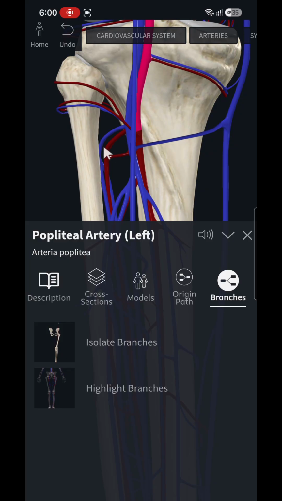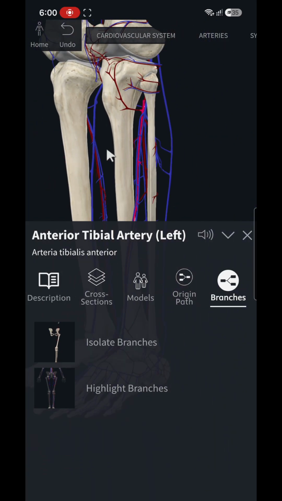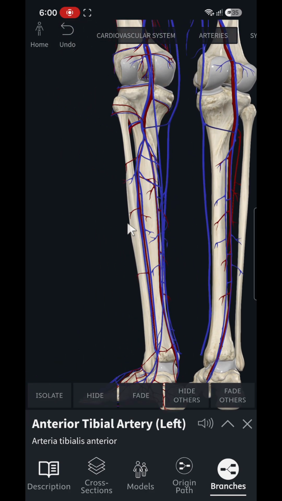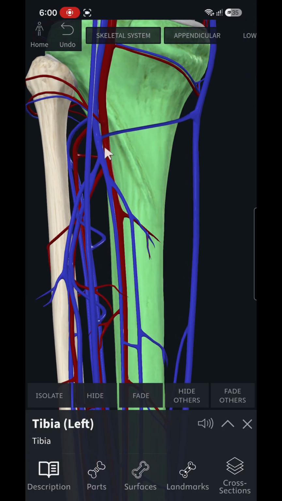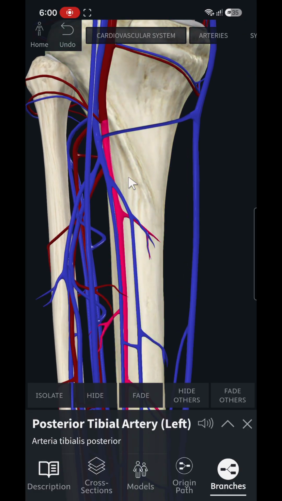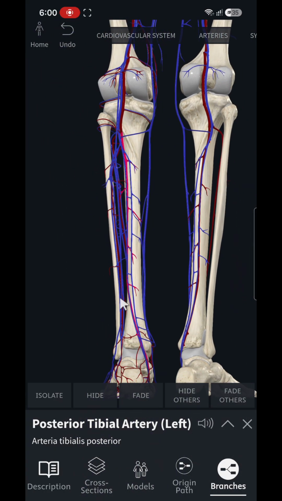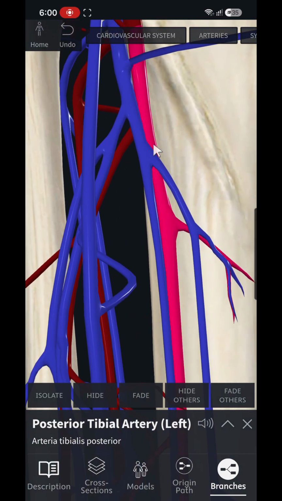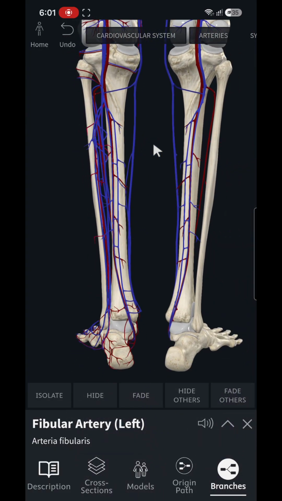Okay, so this is here the anterior tibial artery, which runs in the anterior part of the leg, and then the posterior tibial, which runs in the posterior side of the leg, right? And then the posterior tibial artery will give off the fibular artery. Both of them run on the posterior side of the leg.